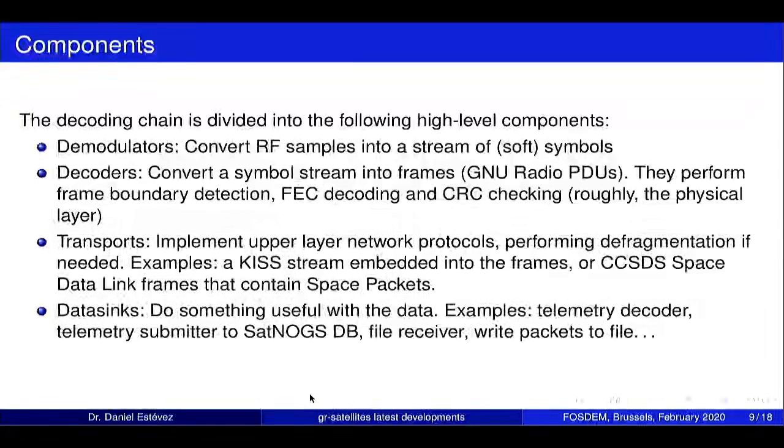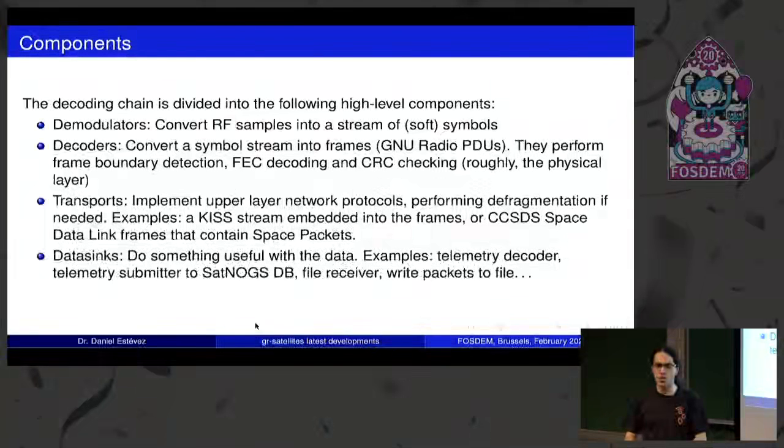So components, going from the IQ data to the final packet, you can break the chain logically into these four main tasks. The first one is demodulators. These convert the RF samples into symbols. Then decoders look at the symbol stream, detect the boundaries of the packets, perform forward error correction, CRC checking, etc. So roughly this would correspond to the physical layer of the system.